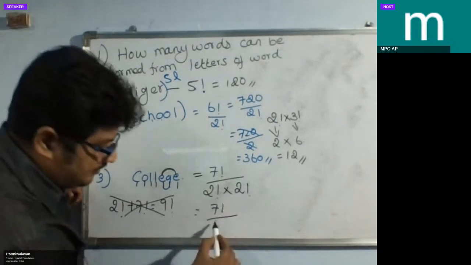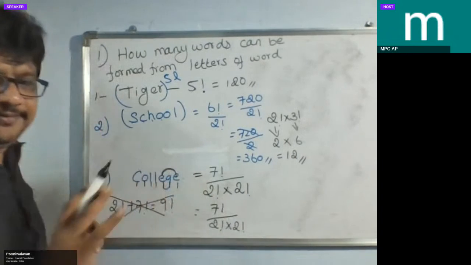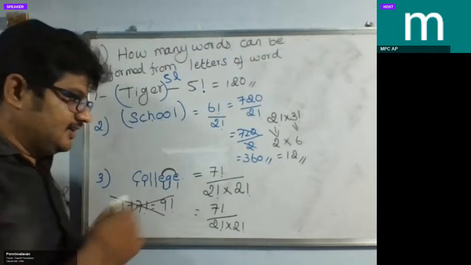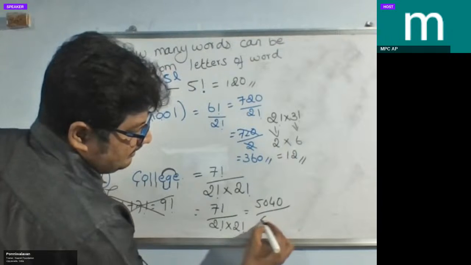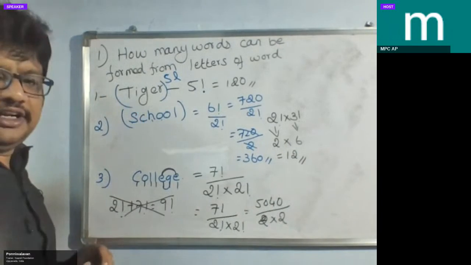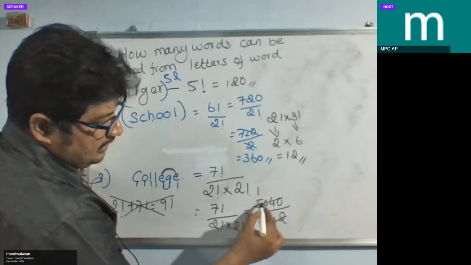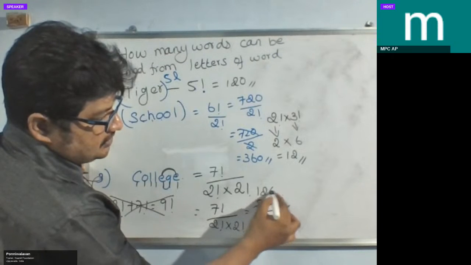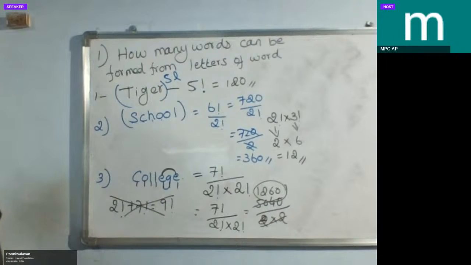So keep individually, 2 factorial into 2 factorial. So it is 5040 divided by 2 into 2. That is the answer. So we can divide this by 4. It is 1260. 1260 is the answer.